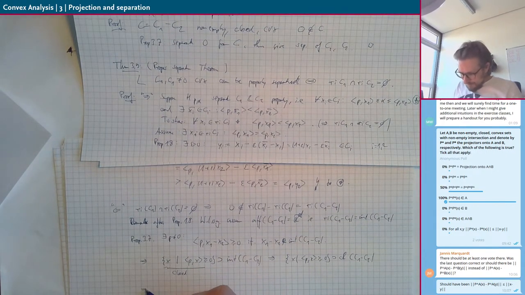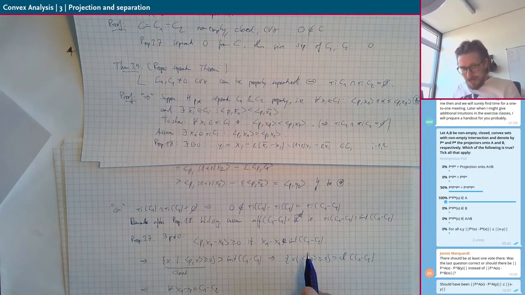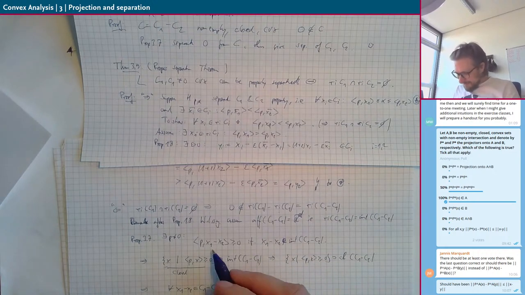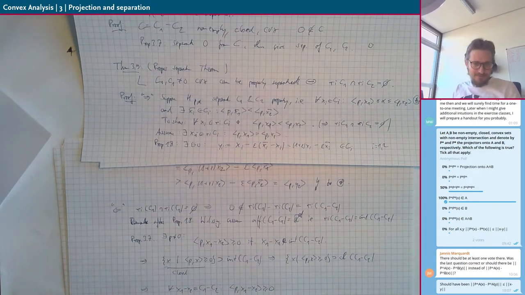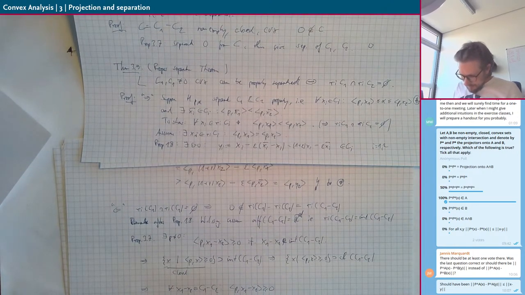So we even have for all x1 minus x2 in C1 minus C2 without interior, we still have that p times x1 minus x2 is still non-negative. And that gives us our separation. So hence, C1 and C2 are separated with p.